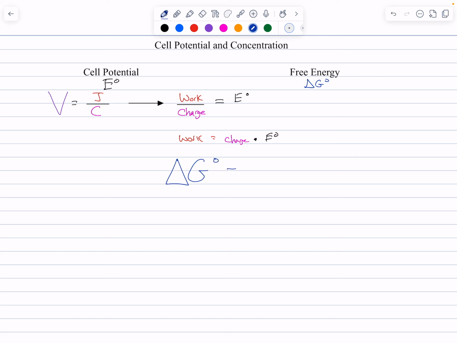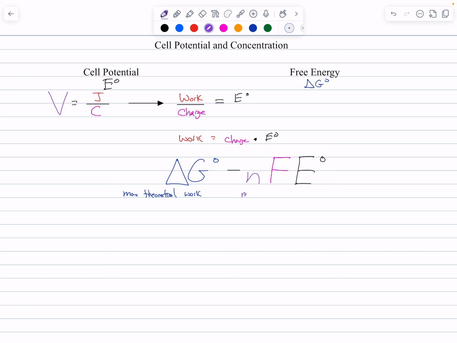The charge is going to be negative N, for the number of electrons transferred, times F, times E standard. So this is the maximum theoretical work we get out of the cell.